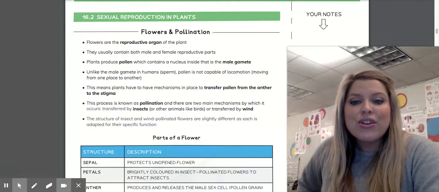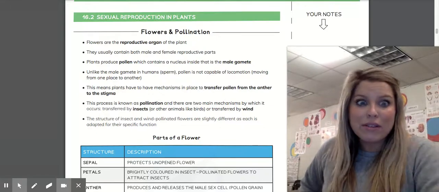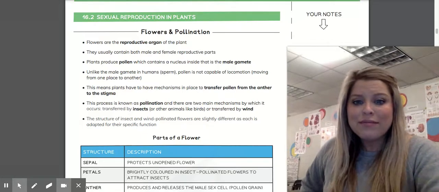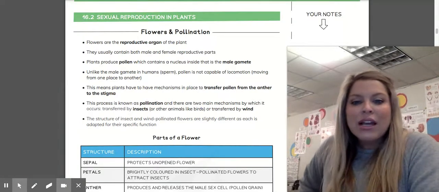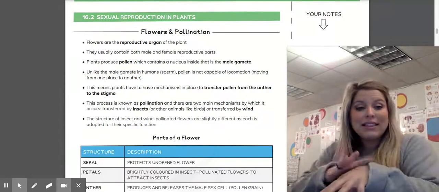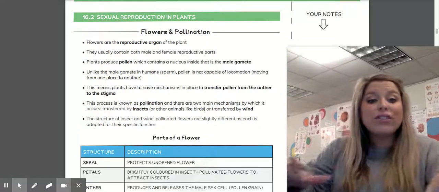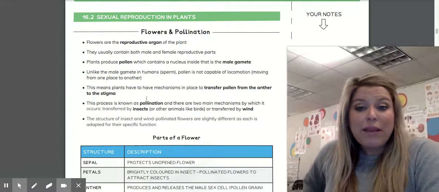There are two mechanisms by which pollination can occur that our book is going to talk about: by an insect or another animal like a bird, where the pollen sticks to them and they crawl over to a different part of the flower and transfer it that way, or it can even be transferred by the wind.